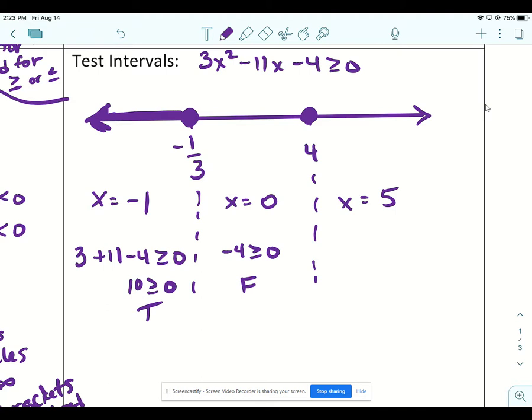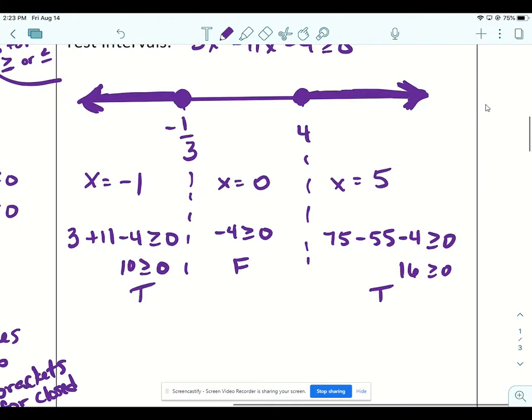Okay. Then when I put in 5, 5 squared is 25. 25 times 3 is 75. And then 5 times negative 11 is negative 55. Right, so that's going to give you 16 is greater than or equal to 0, which is definitely true. So I'll shade to the right of 4.